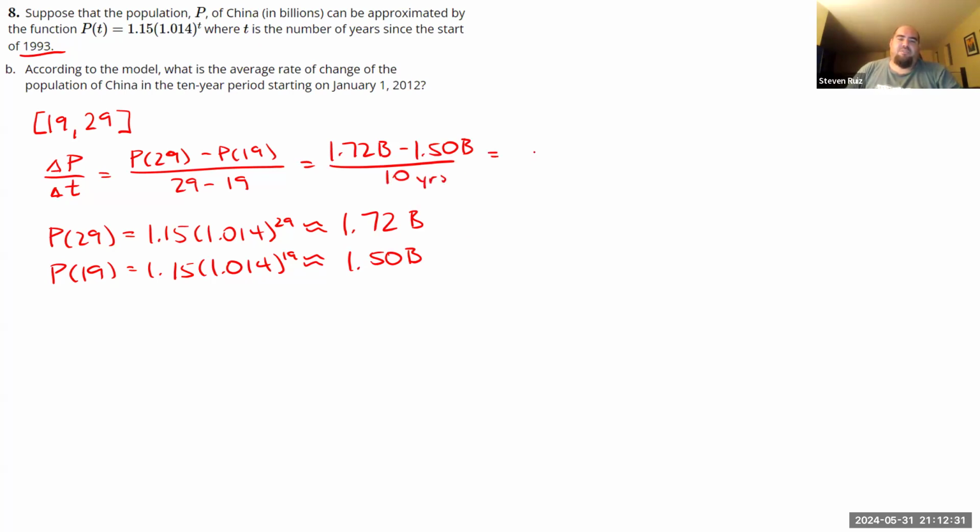So that'll be 0.22 billion over 10 years, or, again, we'll do some billions and millions, 0.022 billion people per year, or 22 million people per year.